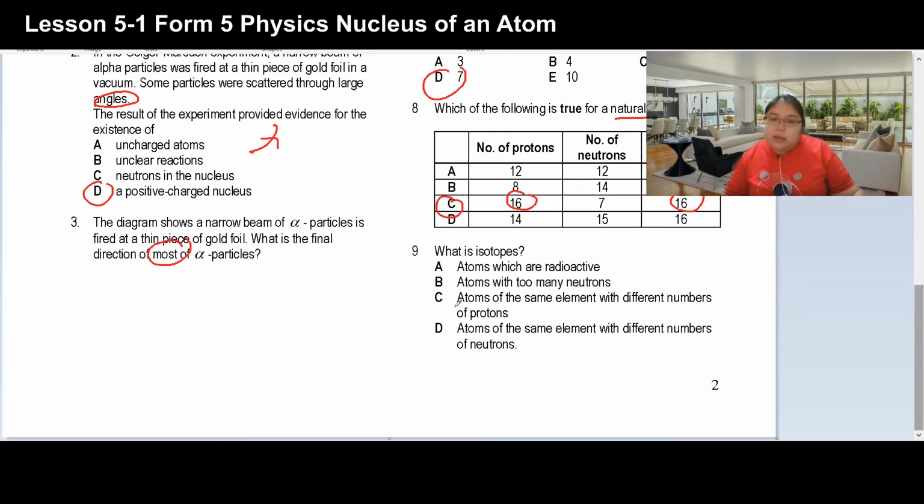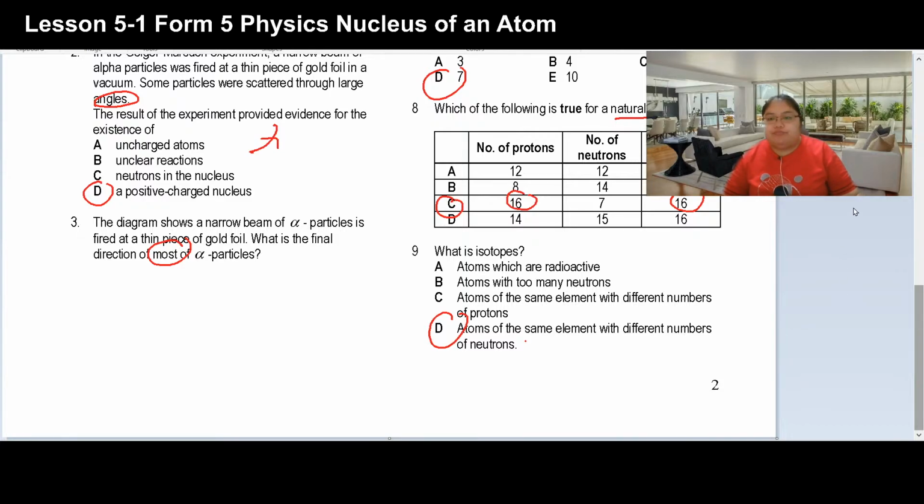Then we go to number 9. What is the meaning of isotope? Isotope must be the same element with a different number of neutrons. So the answer is D. Okay, so this is the 9 objective questions. Then we continue to the last page.